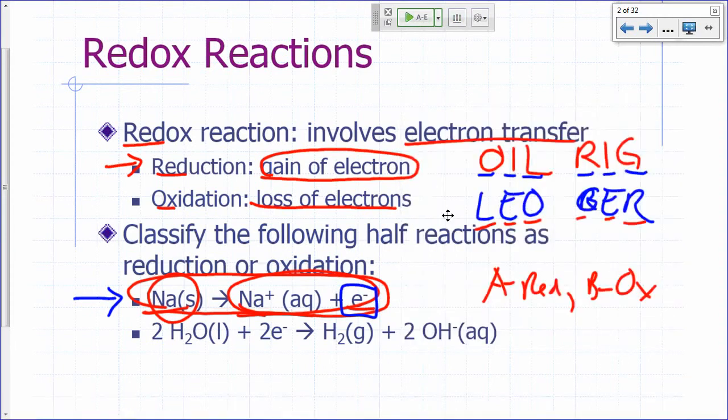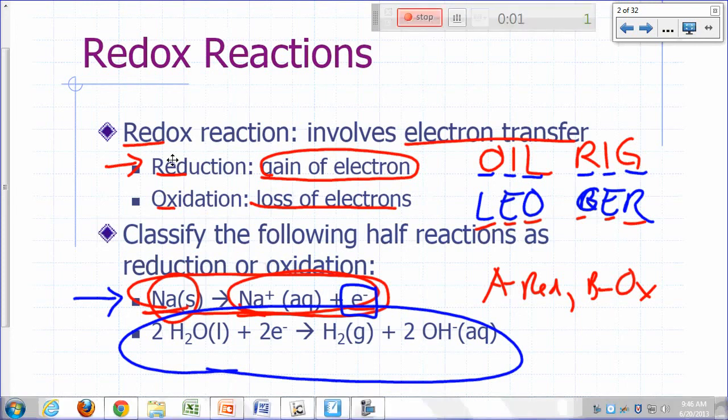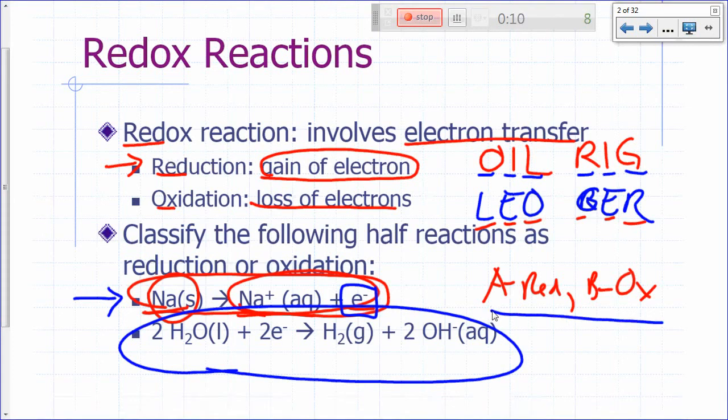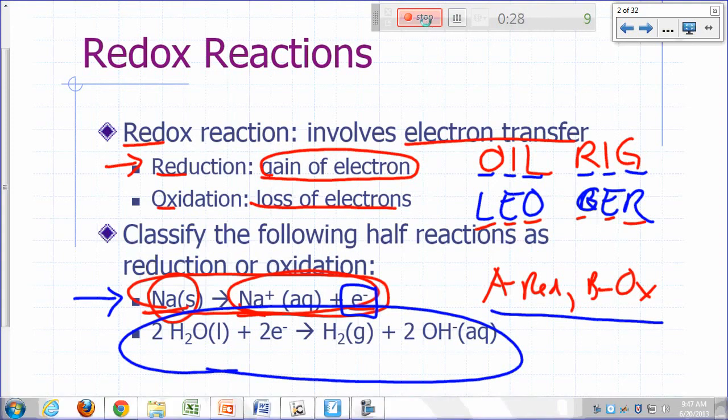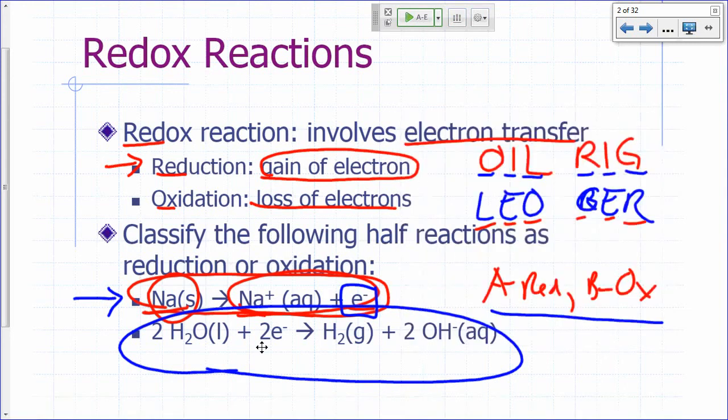How about the second one? Is that A, reduction, or B, oxidation? Sorry, same choices. Is it A, reduction, or B, oxidation? Okay, and that is reduction. Very good. So reduction, electrons on the left.